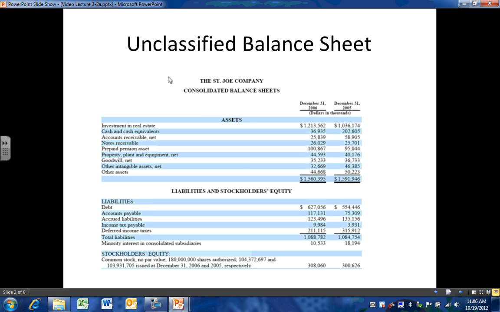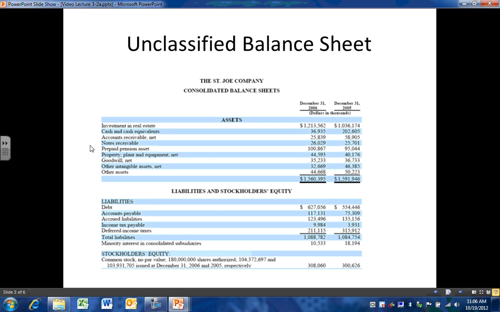The other format for the balance sheet is an unclassified balance sheet, and this is very rare for publicly traded companies. This is the balance sheet for St. Joe Company, and you'll notice that they do not group assets and liabilities based on current or non-current. They do not provide a subtotal of current liabilities. This makes it very difficult for the users to perform the current and quick ratios, measures of liquidity.